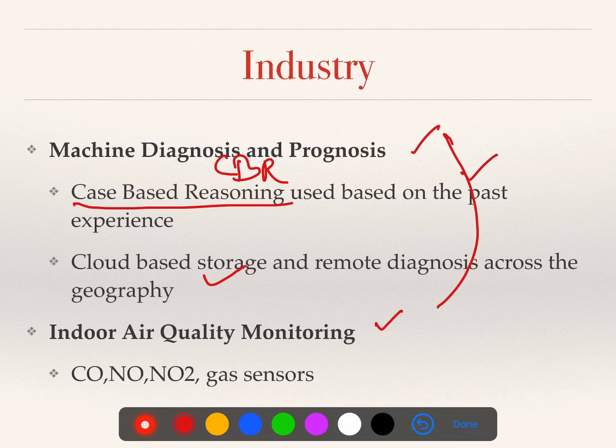Then indoor air quality monitoring again. Since it is industry, there will be many gas emissions. We can use different gas sensors. Carbon monoxide is a major one, and nitrous oxide, nitrogen dioxide. All these things will be monitored in the industrial segment.